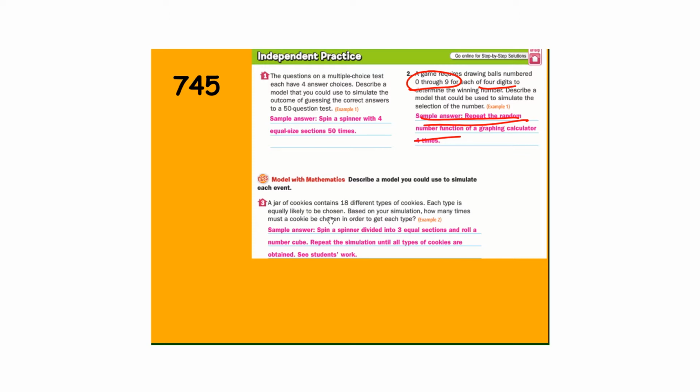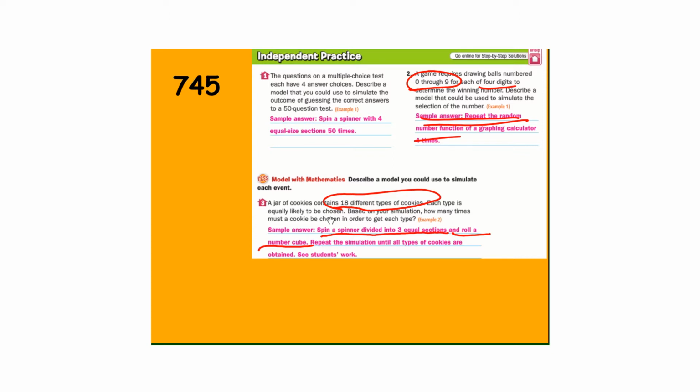Number 3, the jar of cookies contains 18 different types of cookies. Each type is equally likely chance of being chosen. How many times must a cookie be chosen in order to get each type? 18 different types of cookies. So a spinner with 18 different sections. They put 3 equal sections. Oh, and they put and rolled a number cube. Okay, I need to keep reading.